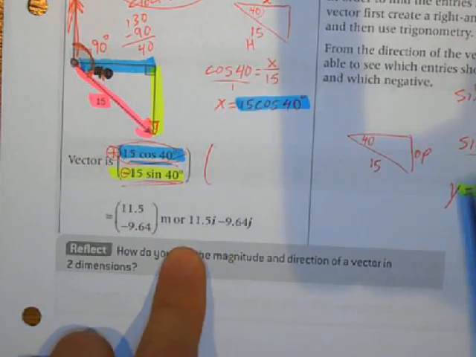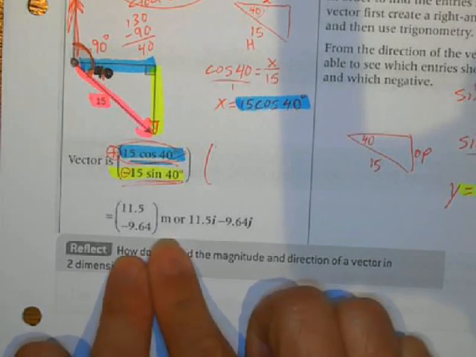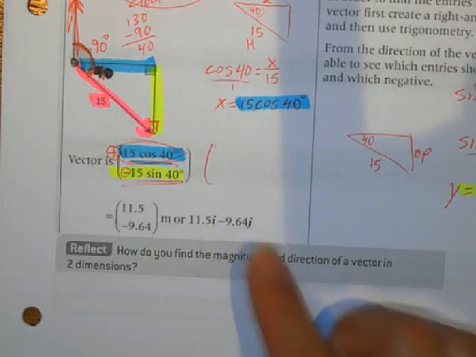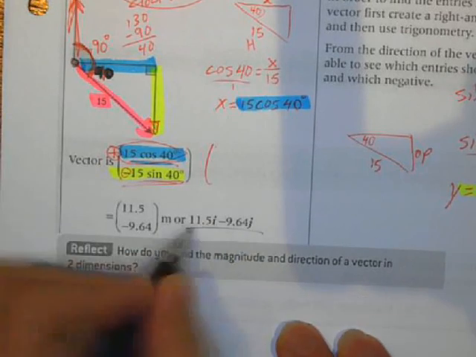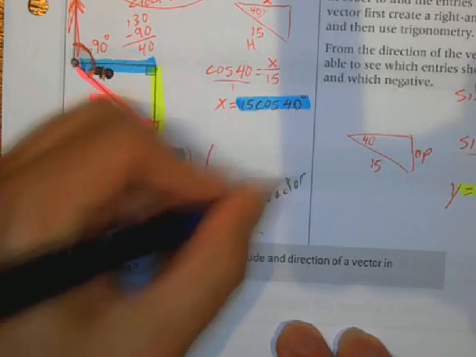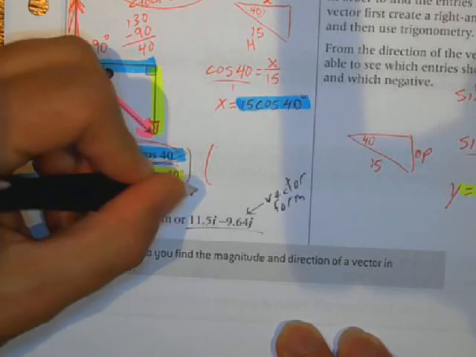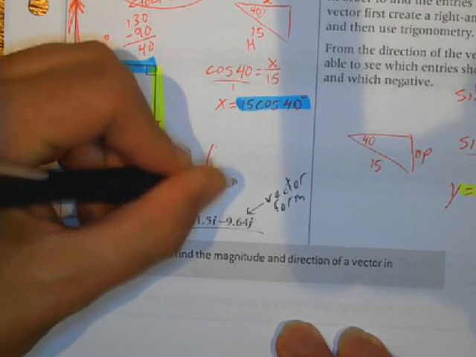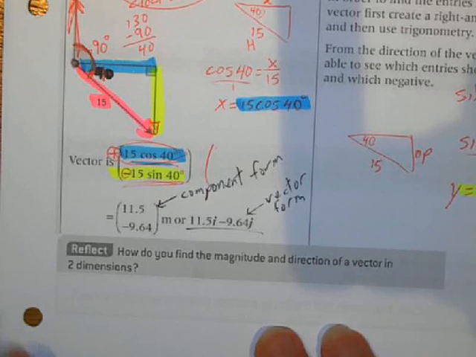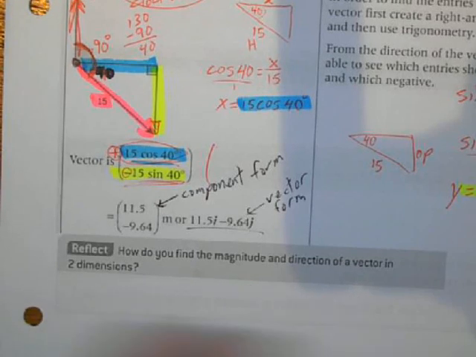And so we can write it in component form, or we can write this in vector form. Okay, so this is vector form, and this is component form. Okay, and we did that in our last lesson. Okay, so how do we find the magnitude and direction of vectors?